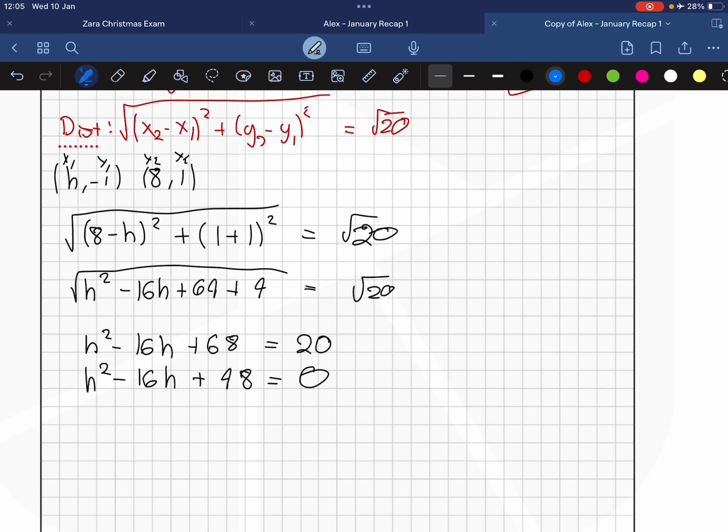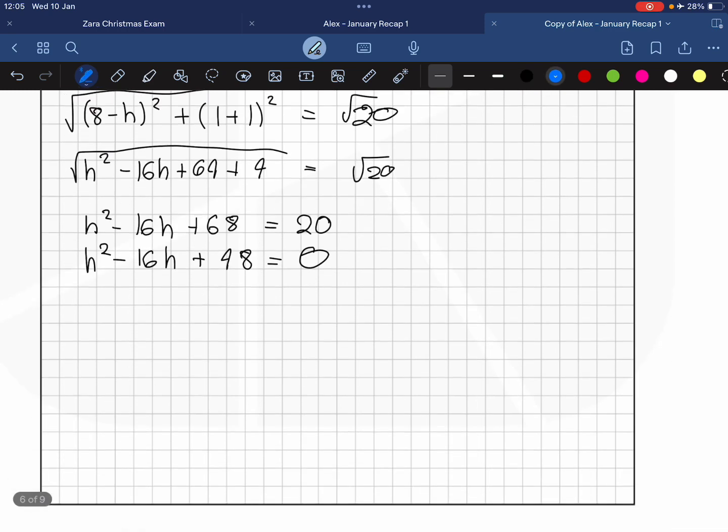Now we have a quadratic here, so we're going to have two answers. We can try and factorize, but the easiest way is just using the minus b.